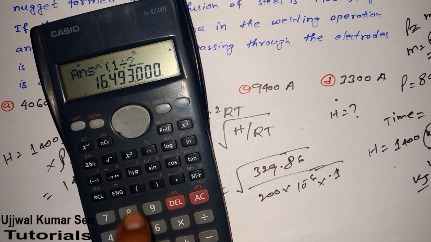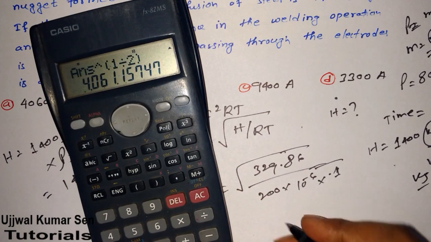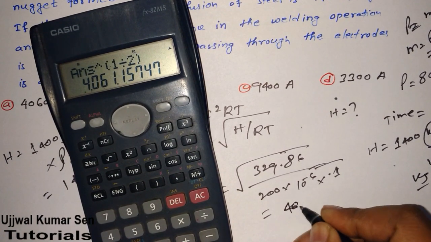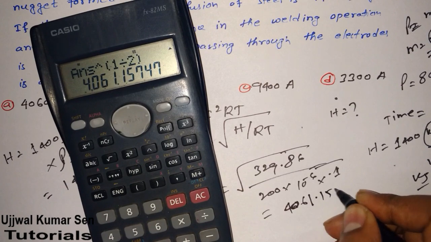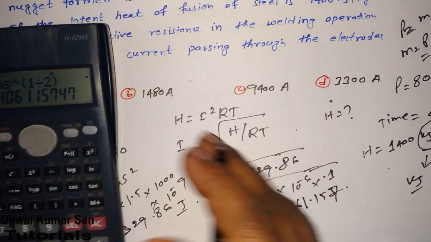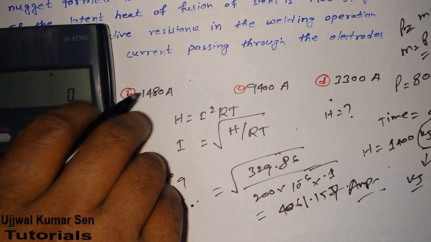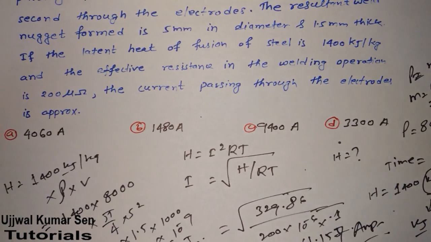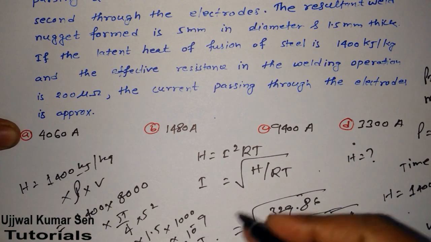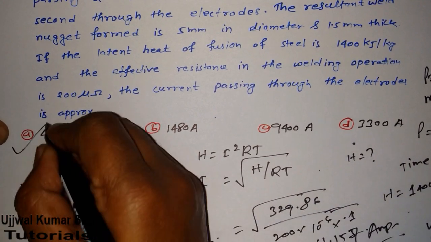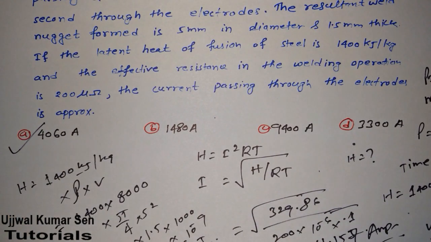Now I have to find out its root. How much are we getting? 4061.157. That is, it's ampere, right? So the unit would be ampere. So which one is the right one? A. Not exactly, but yes, this is a close one. 4060 ampere. So this is the right answer for this question. I hope you understand the question, and probably it will help you a lot in the examination.